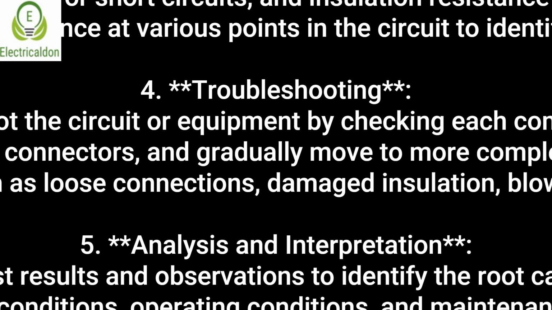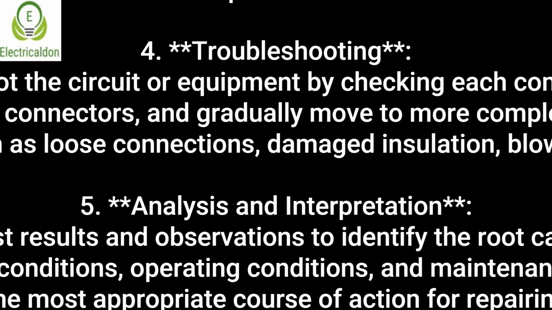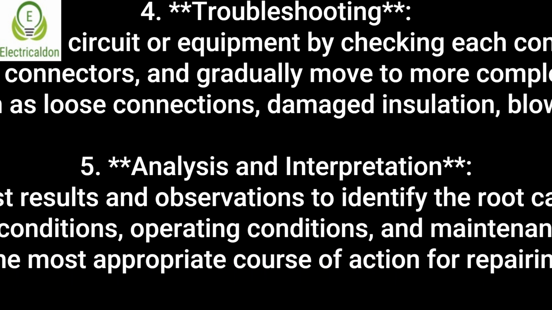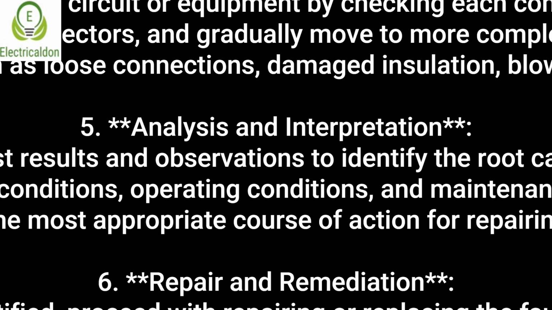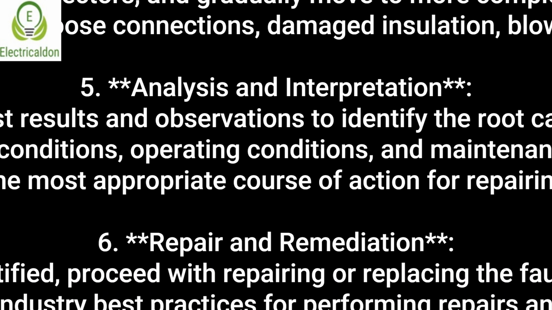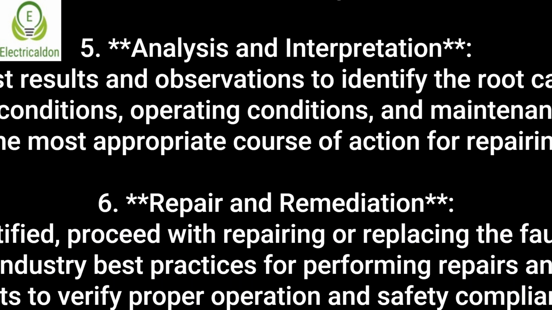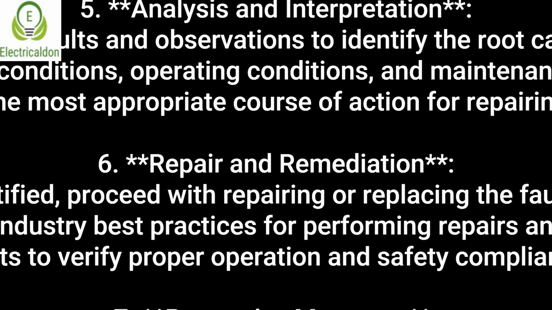4. Troubleshooting. Systematically troubleshoot the circuit or equipment by checking each component for potential faults. Start with the simplest components, such as fuses, switches, and connectors, and gradually move to more complex components, such as motors, transformers, and control circuits. Look for common issues such as loose connections, damaged insulation, blown fuses, or failed components.